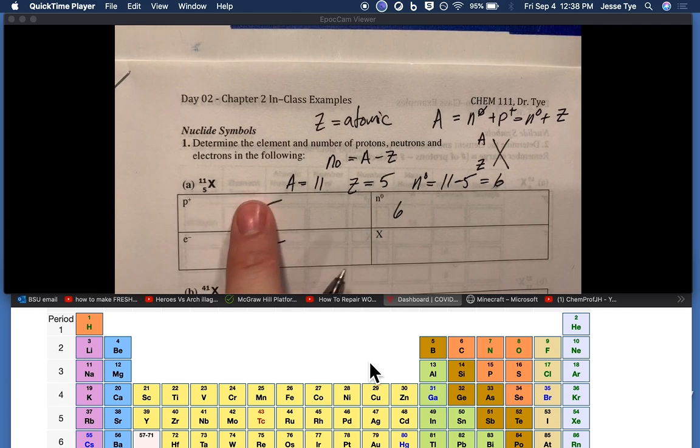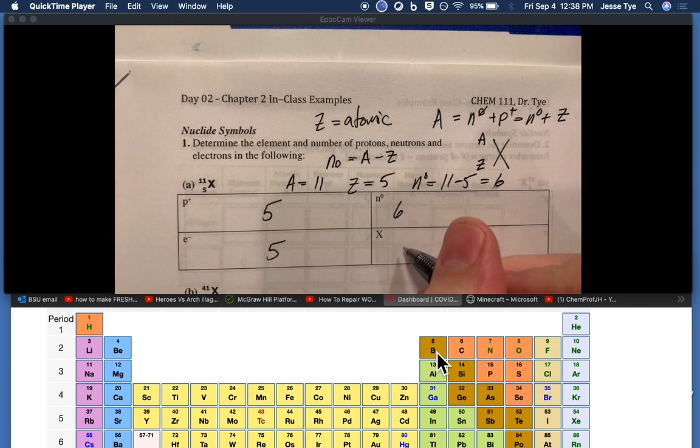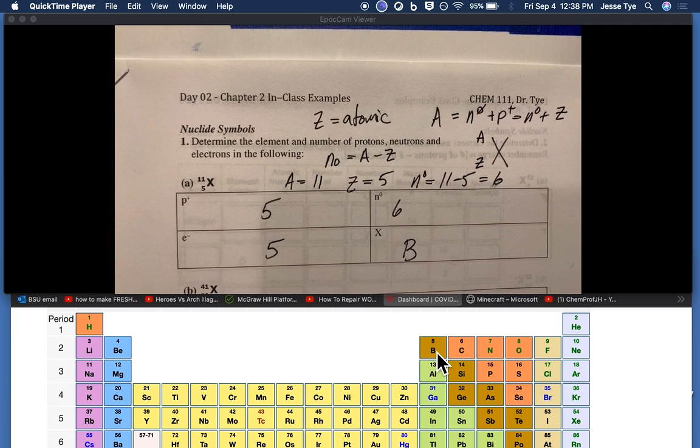And then finally, we already cheated, but let's say it again. So the atomic number is 5, so I can go down to my periodic table here and say that this is B. This is boron, the boron atom.